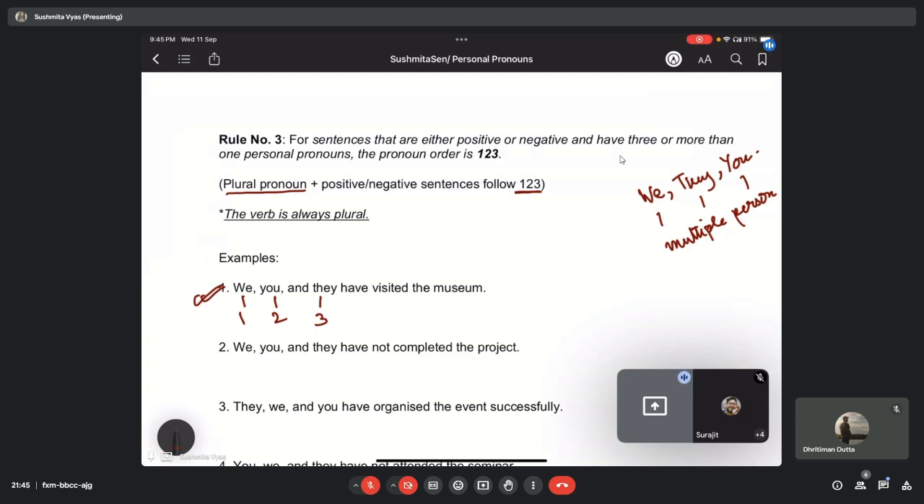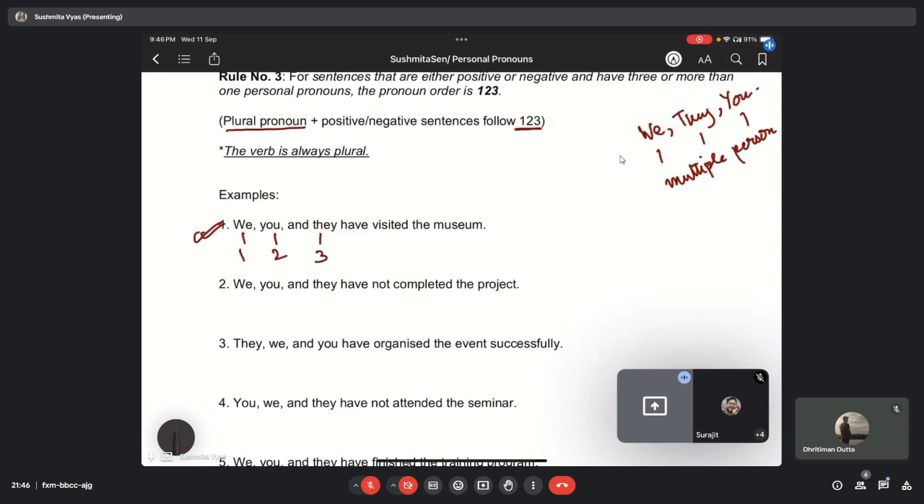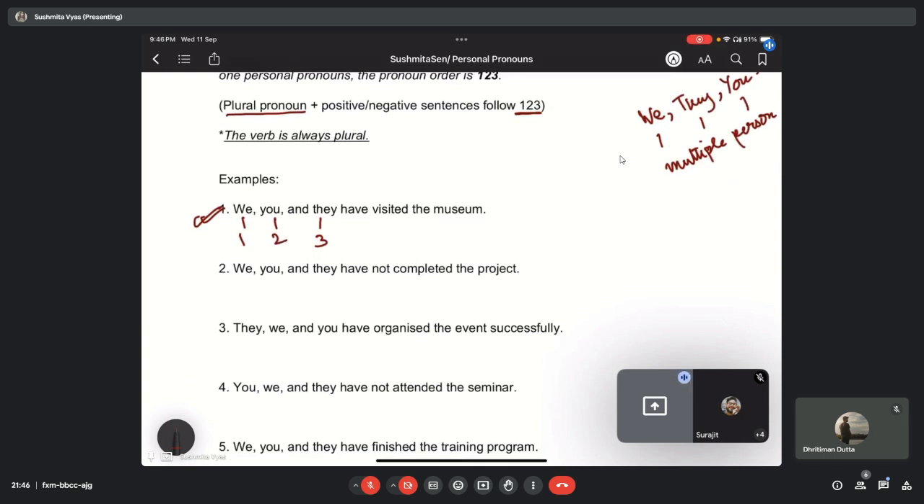Is this sentence in the correct order, guys? We, you, and they? Yes. We is first person, you is second person, and they is third person. So it should follow one, two, three. Again: we, you, and they have not completed.